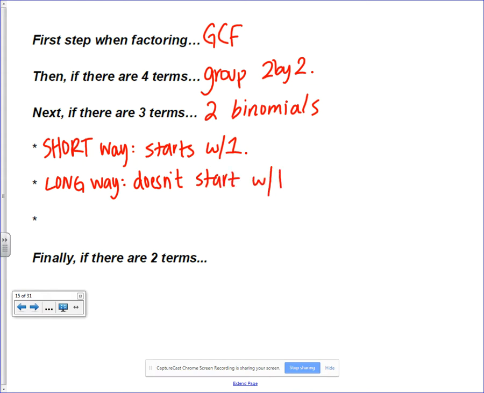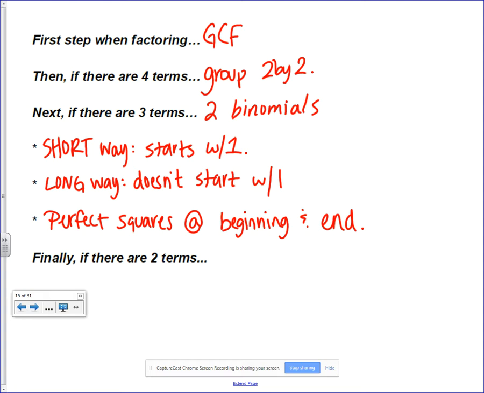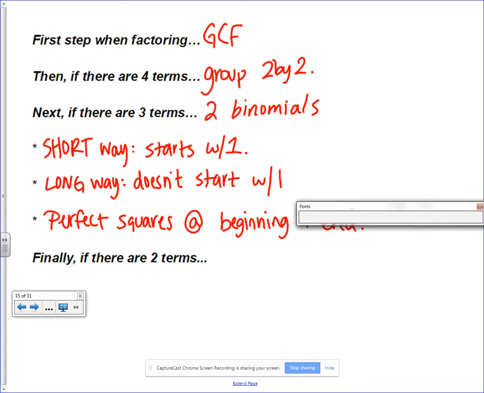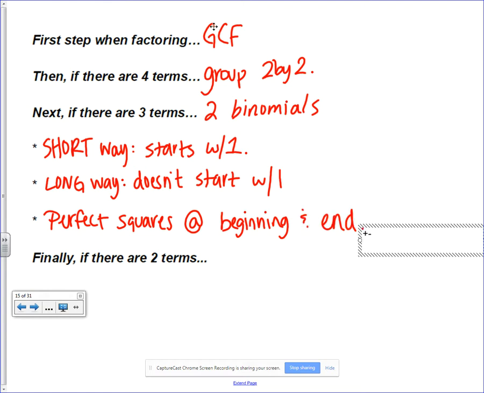Now, the last way is the way we talked about yesterday. If it doesn't start with a 1, don't automatically jump right to the long way. See if you have perfect squares at the beginning and end. And do you guys remember that test we did? You multiply the 2 squares together and then double it. You guys remember that test that we just did? Yes? Okay. That's all your choices if you have 3 terms.